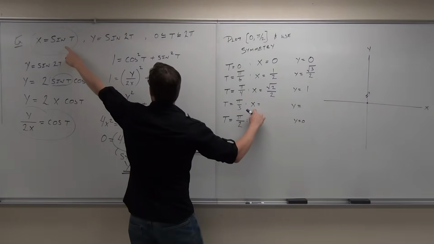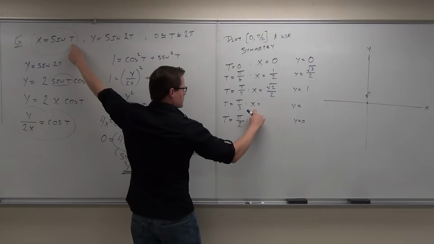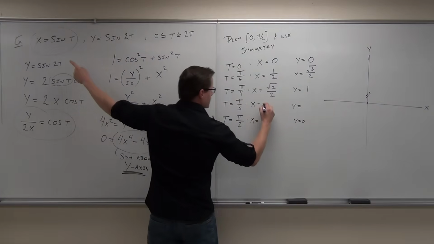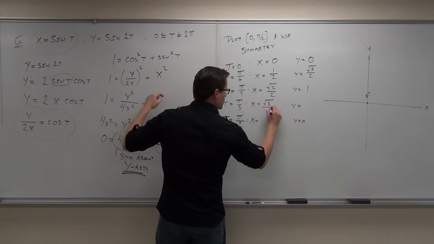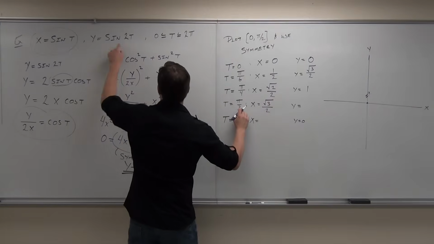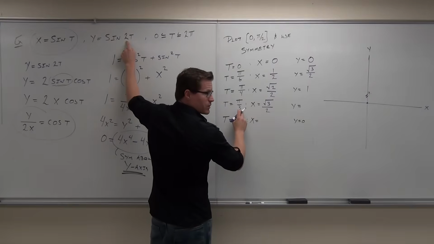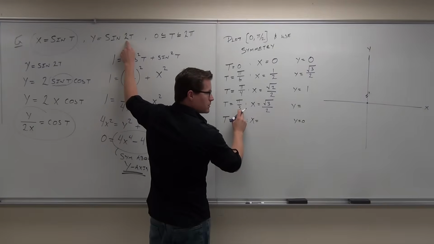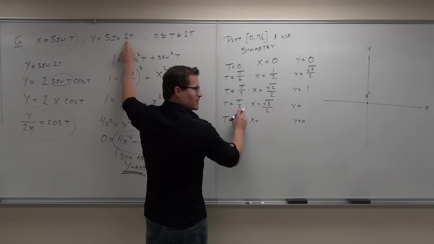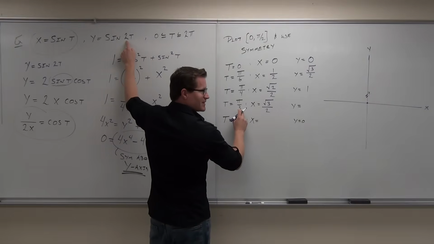How about pi over 3? What's sine of pi over 3? Root 3 over 2. We already kind of did it. That gives us our x coordinate. Now, remember we multiply by 2. So 2 times pi over 3 is 2 pi over 3. What's sine of 2 pi over 3? 1/2, root 3 over 2 is here.